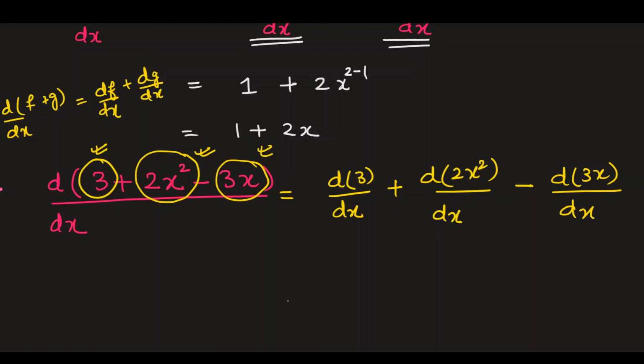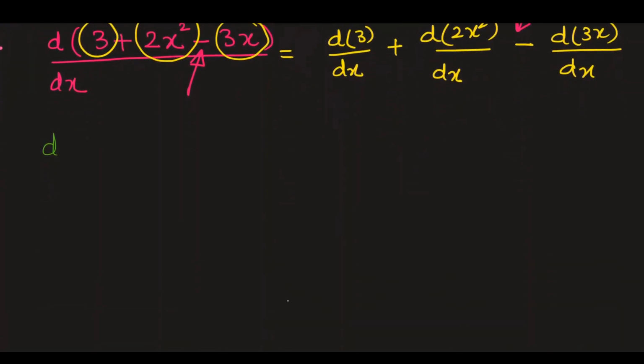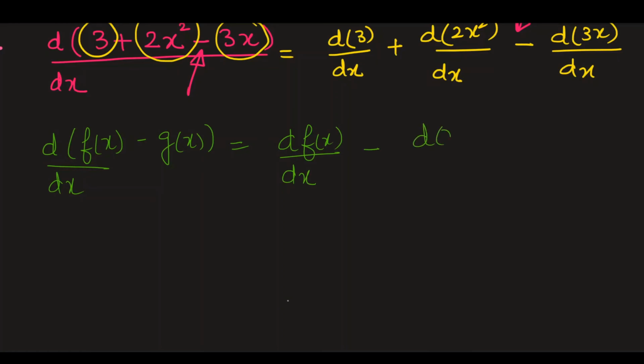Now why have we written this minus? Because here it is minus, so we can say that d of f(x) minus g(x) upon dx is equal to d of f(x) by dx minus d of g(x) upon dx. So if there is plus, then it will be plus. If this is negative, it will also be negative.